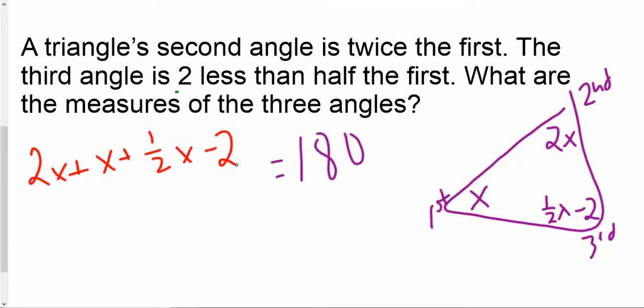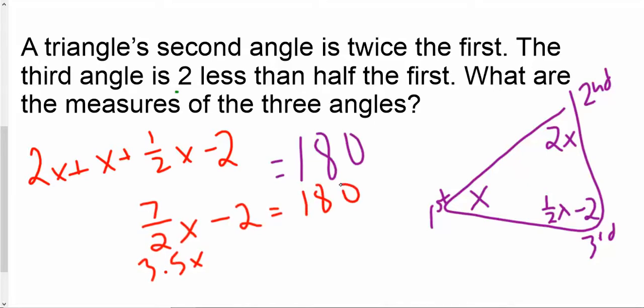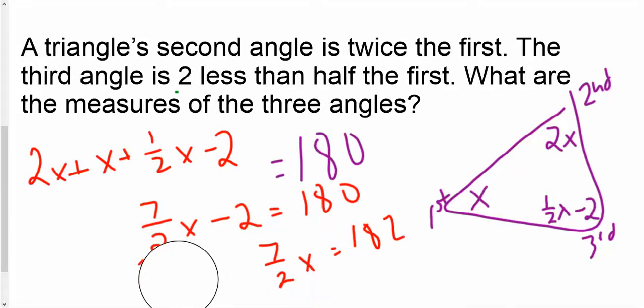So this gives me 3.5. I'm going to make that 7 over 2x. You could also write this as 3.5x if you're more comfortable with that. But 7/2 x minus 2 is 180. And so I can add 2 to both sides. And that gives me 7/2 x equals not 180, but 182. And so now we're going to multiply both sides by the reciprocal.